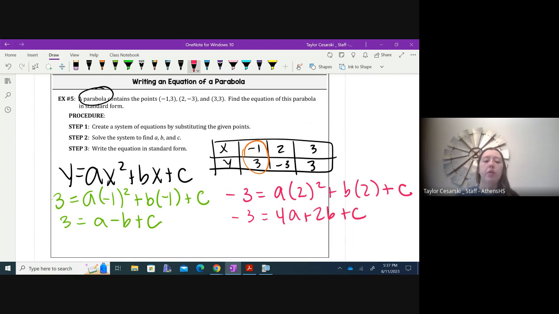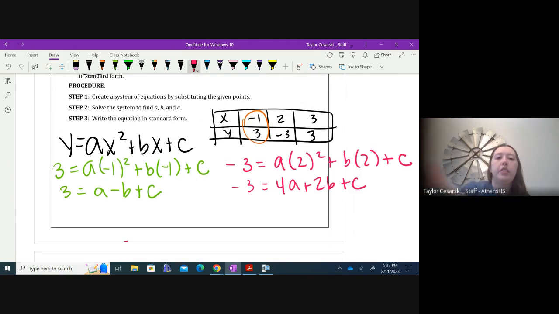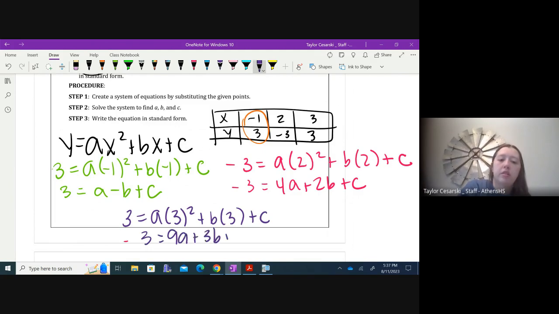And that's what I get for equation number 2. Then I'm going to do the same thing with (3, 3). And that's equation number 3.